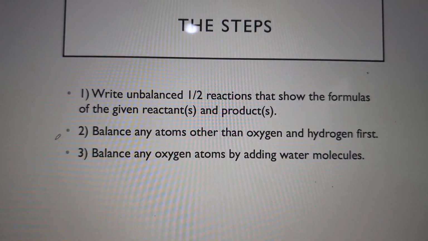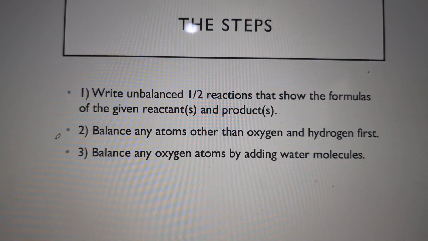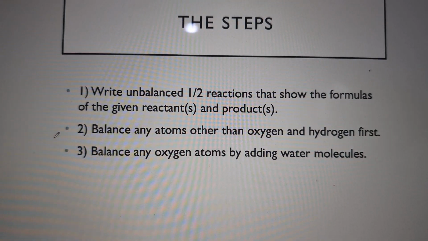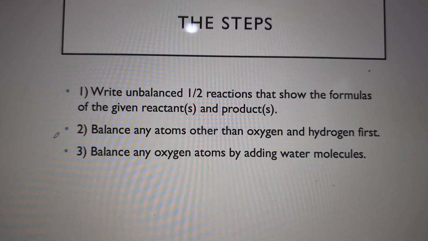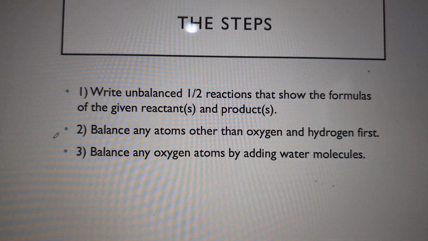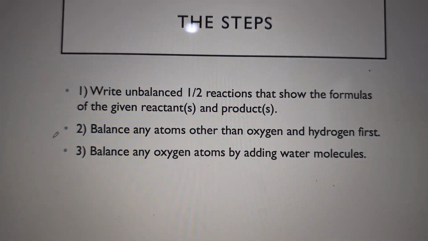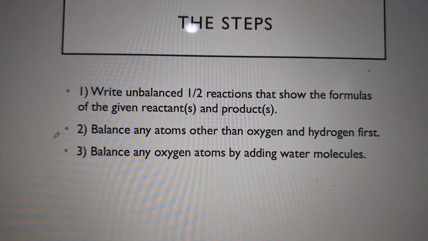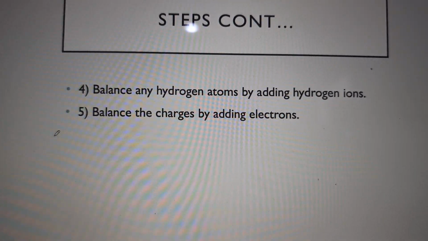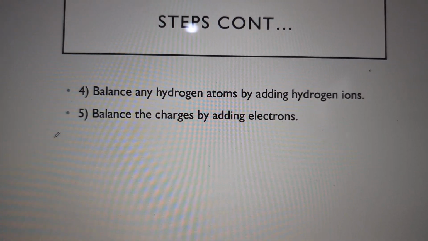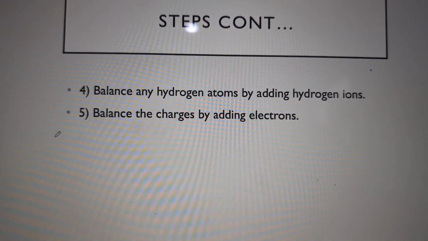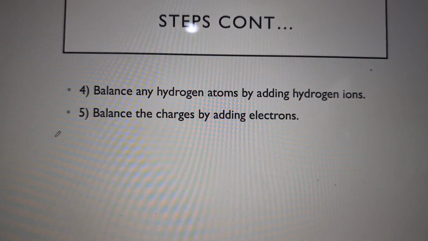So when we are balancing in acidic conditions, this is what we do first. You write unbalanced half reactions and you relate the reactant to its product. Then step 2, you balance any atom other than oxygen and hydrogen first. Then step 3, you balance out oxygen by adding water molecules. Step 4, you balance any hydrogen atoms by adding hydrogen ions. And then lastly, you balance the charges by adding electrons.